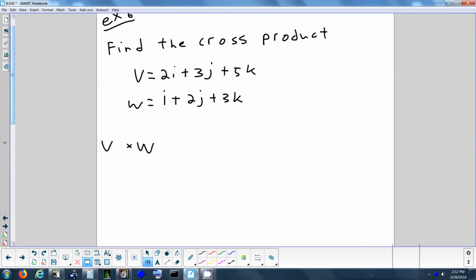Okay, Jane, what do I start with in the top row for my 3x3 matrix? You use the I, J, K. Okay, so we start with ijk. What's going to go right below ijk? 2, 3, 5. And what's going to go below that? Yep, 1, 2, 3. Now I'm going to take columns 1 and 2, copy them over: I, J, 2, 3, 1, 2.